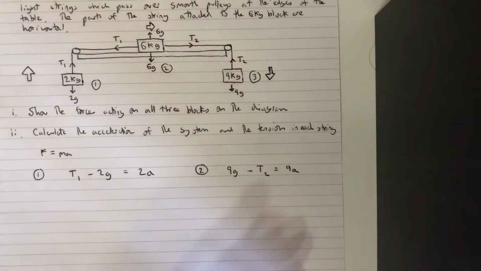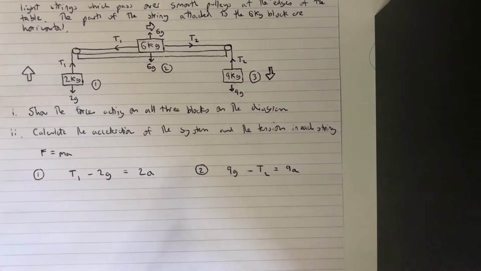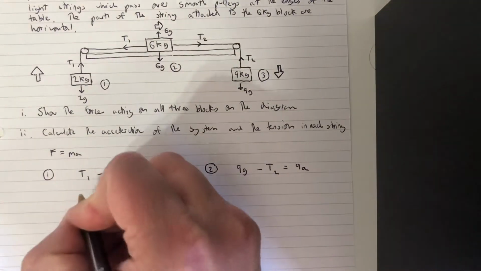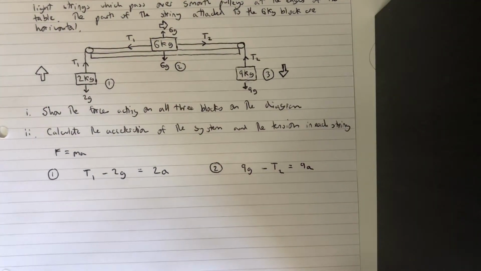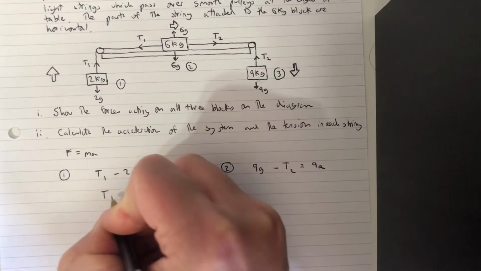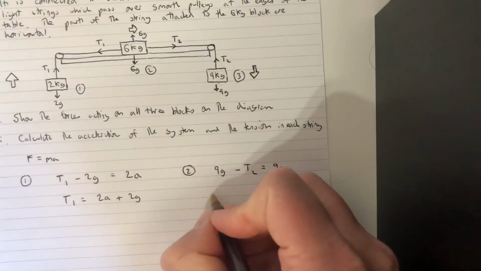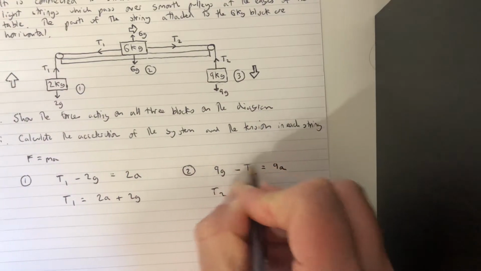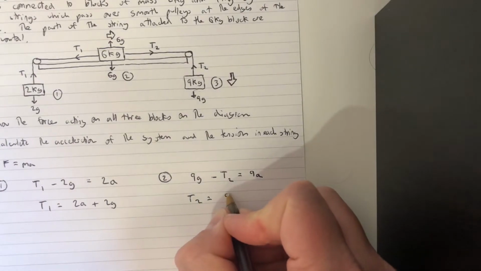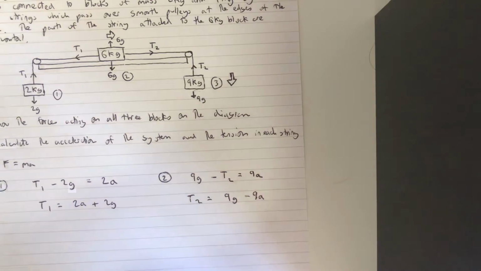So we've got two equations here. Now you're looking at all the different variables. We've got A, don't know. We've got T1 and T2, we don't know. What I'm going to do now is rearrange these slightly so I can put them in terms of the tension. In the first one, it's nice and simple: T1 is going to be equal to 2A add 2G. And in this one, if we move T2 to the other side, it's going to be 9G minus 9A.